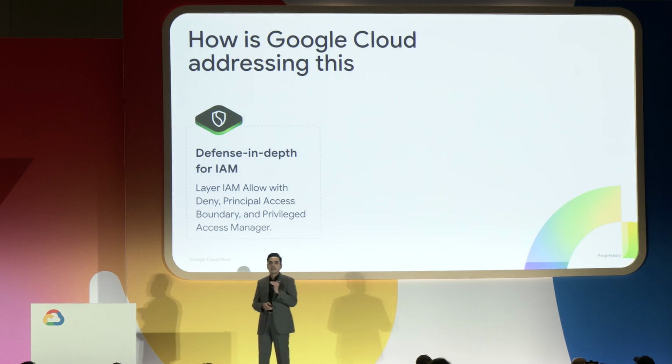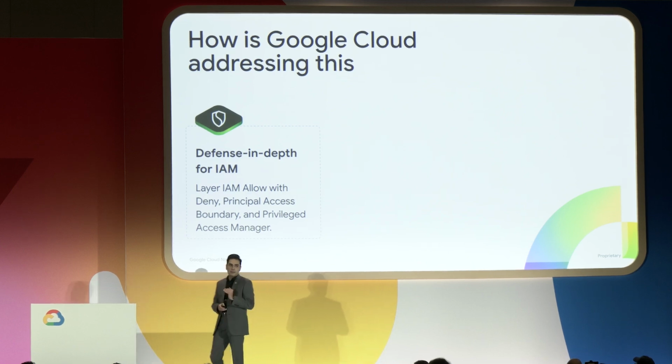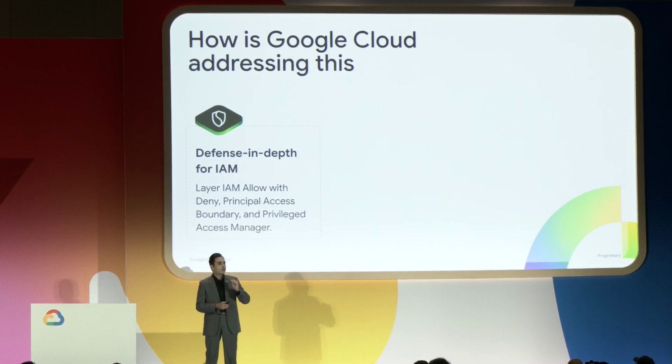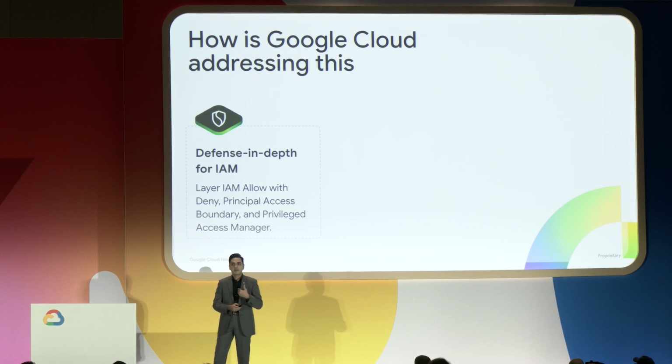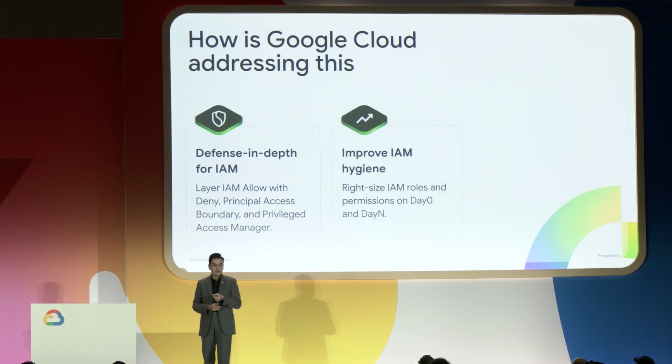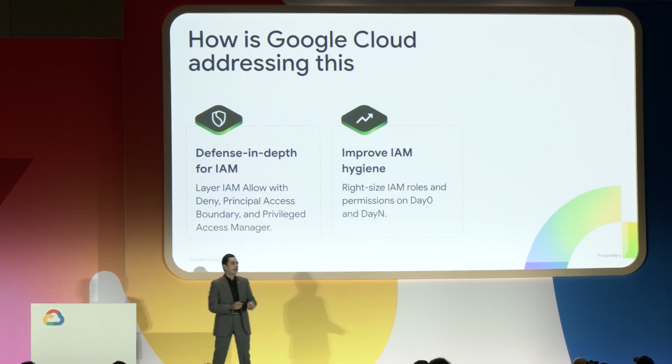We want to build defense in depth. Mistakes will happen in IAM. But how do we build controls that iteratively layer on top of each other so that IAM still delivers the security posture that your business needs? So we're going to make investments in defense in depth, and you'll see that in upcoming slides. I'll call out a few that we're making. We also want to improve IAM hygiene.